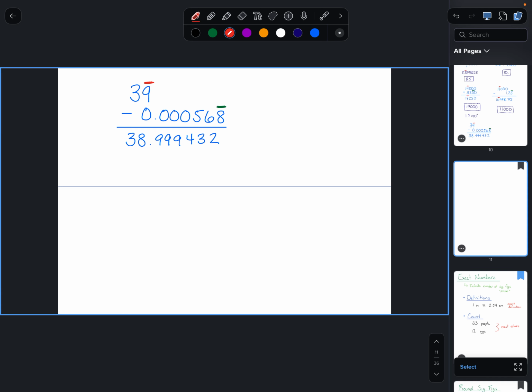All right, so 39 minus 0.000568. I do my subtraction problem here, but according to my sig fig rules, I need to round to that ones position, meaning my final answer is 39. All right, similar to what we saw before.